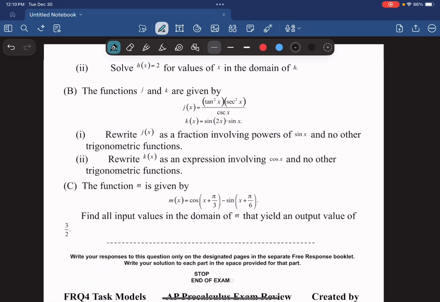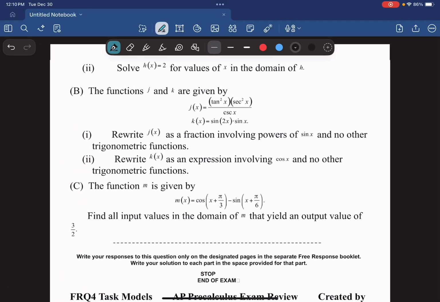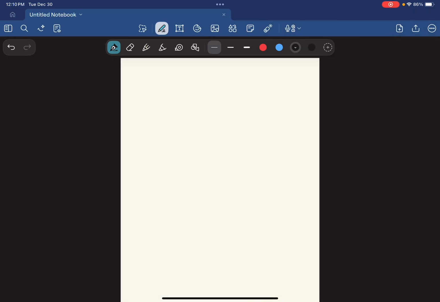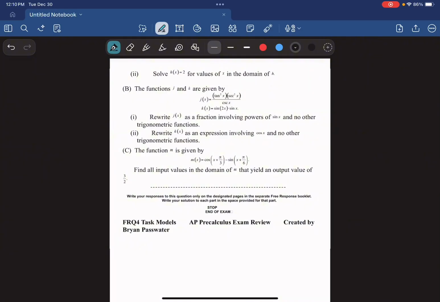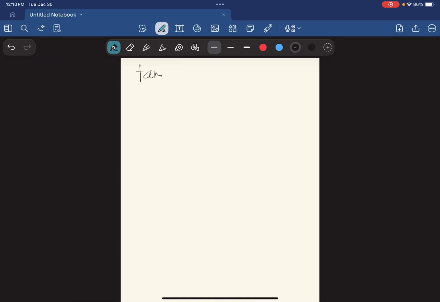We're almost there, guys. Now, this one is really annoying to do. It actually took me a while to figure this one out, but I think I've done it right. So 4b1, I'm going to make an extra page because this one is kind of long. 4b1, rewrite j of x as a fraction involving powers of sine of x and no other trigonometric function. So just rewrite it as just sine. So we write it over here as tan squared x times secant squared x over cosecant x.